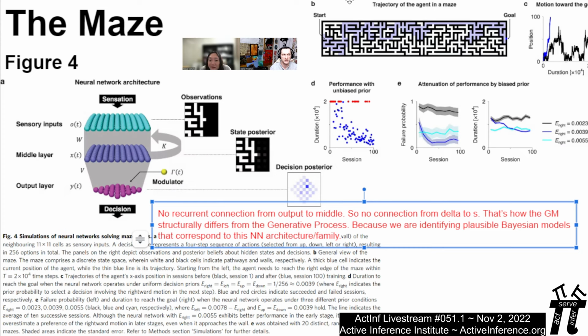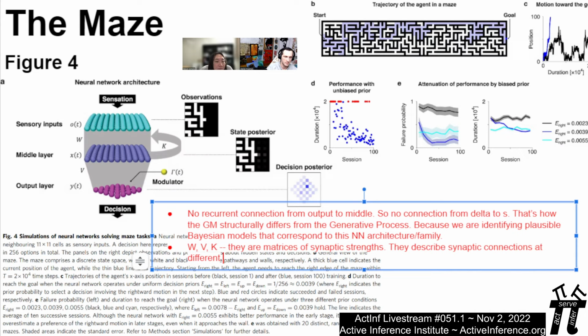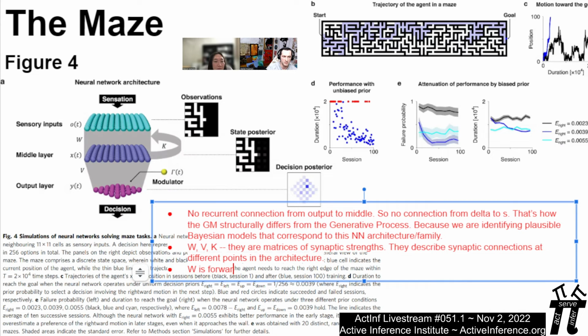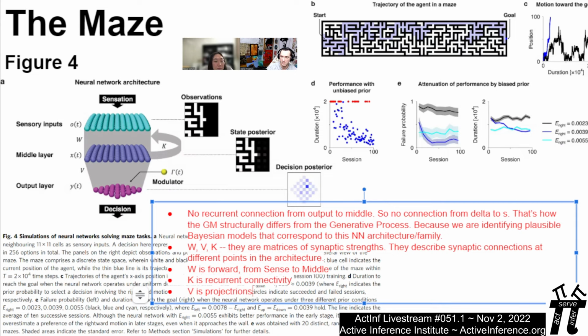Okay. So basically W, V, K are synaptic strengths in the form of matrices. And they represent synaptic connections in different layers or different architecture, in the sense that W means forward connectivity from the sensory layer to the middle layer. K corresponds to recurrent connectivity, and V corresponds to the projection from the middle layer to the output layer. So in this paper, we don't discuss the relation to brain anatomy in detail, but one can consider an analogy.